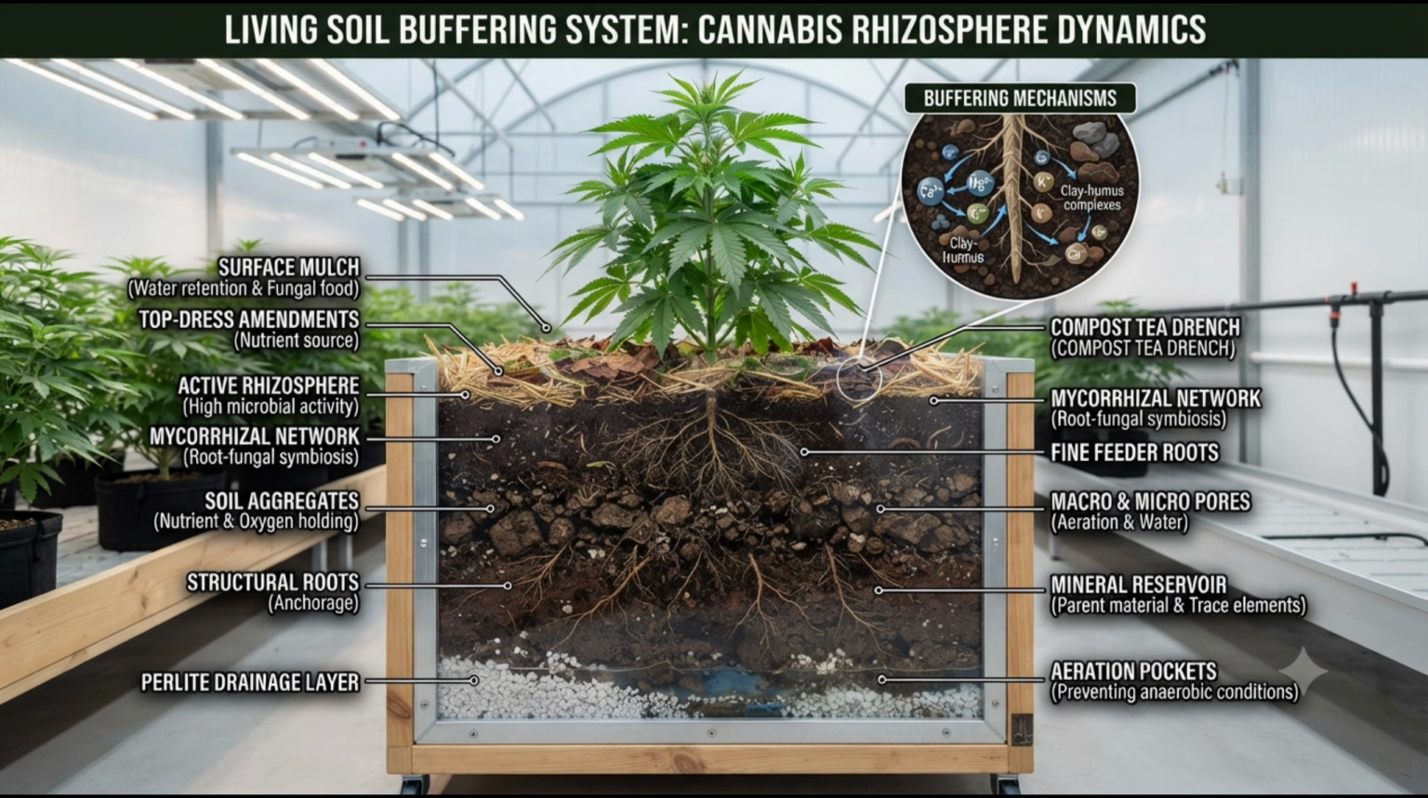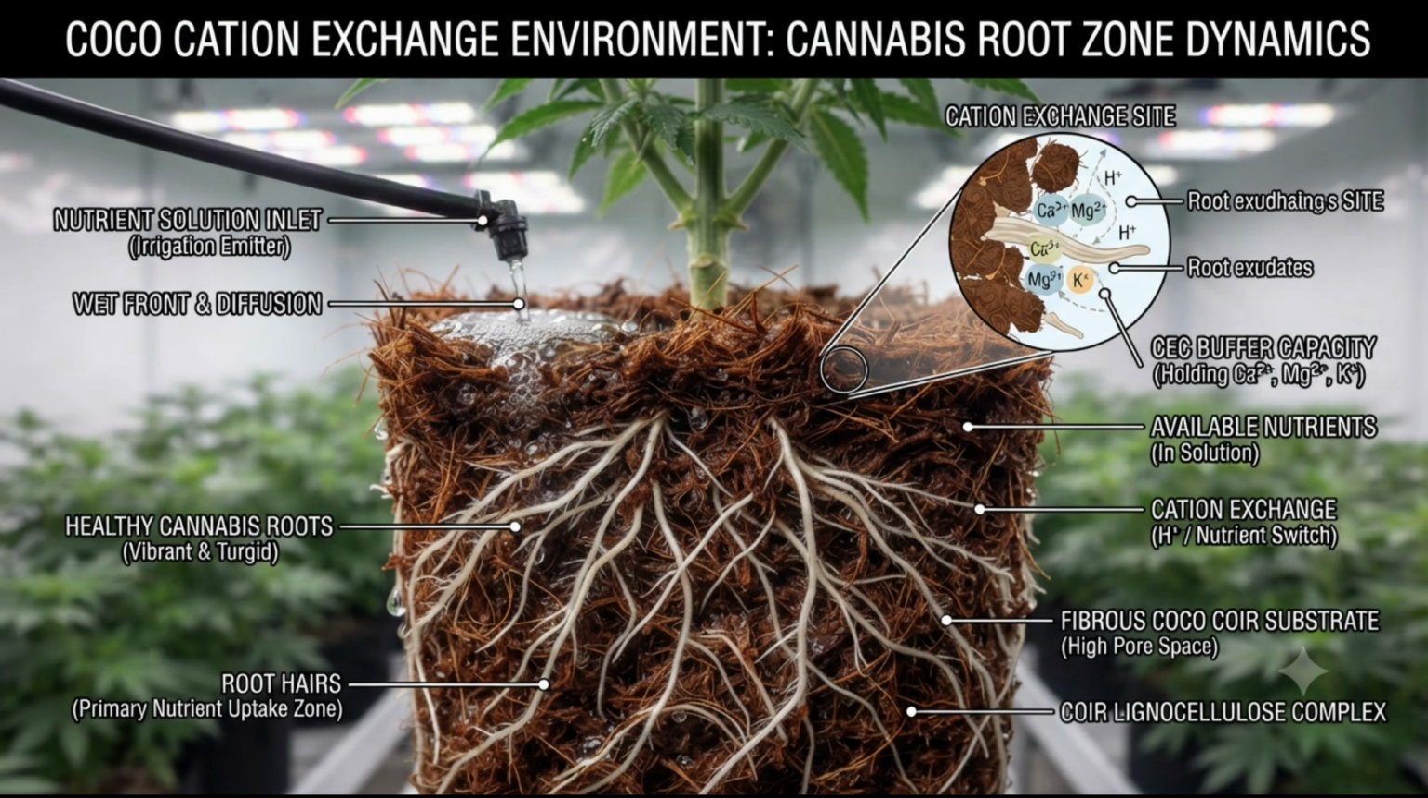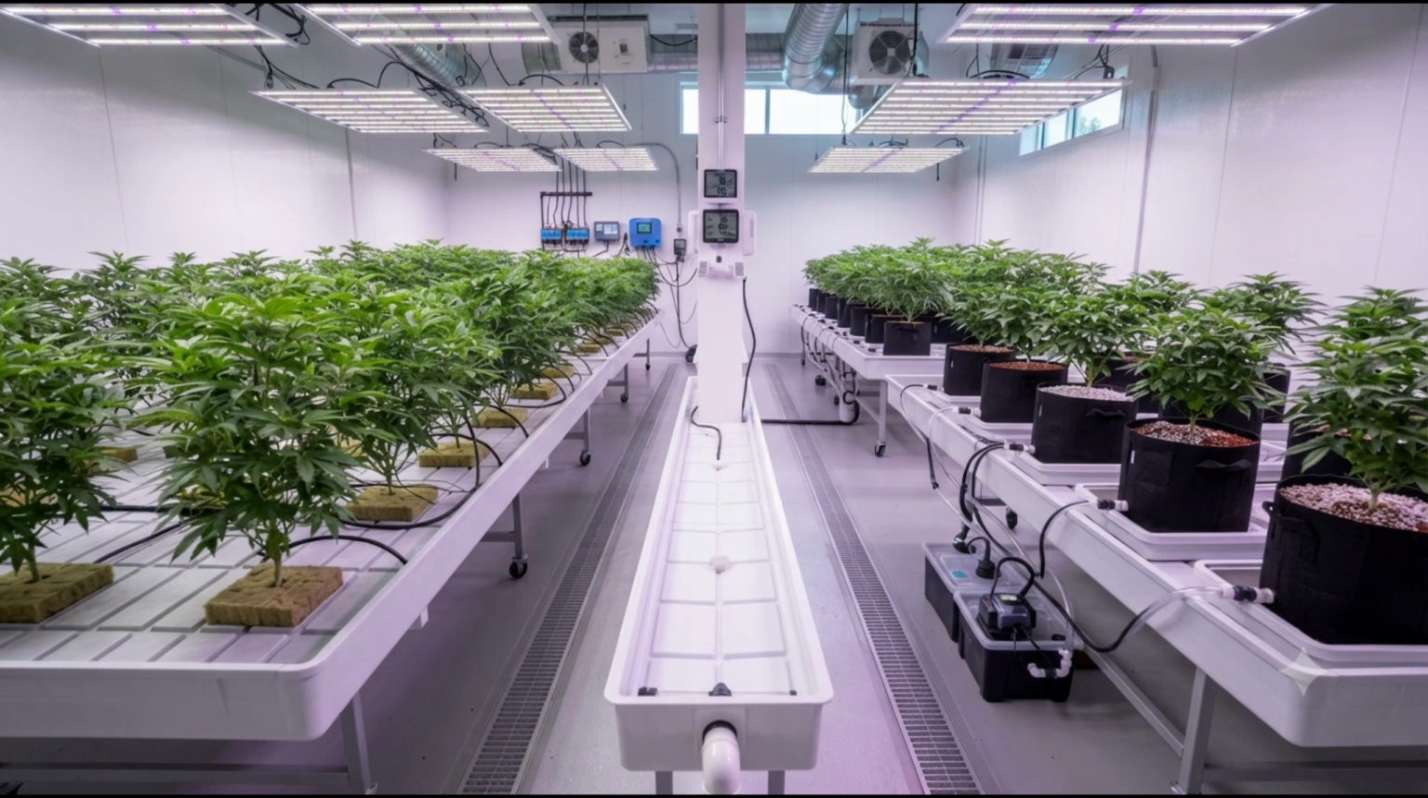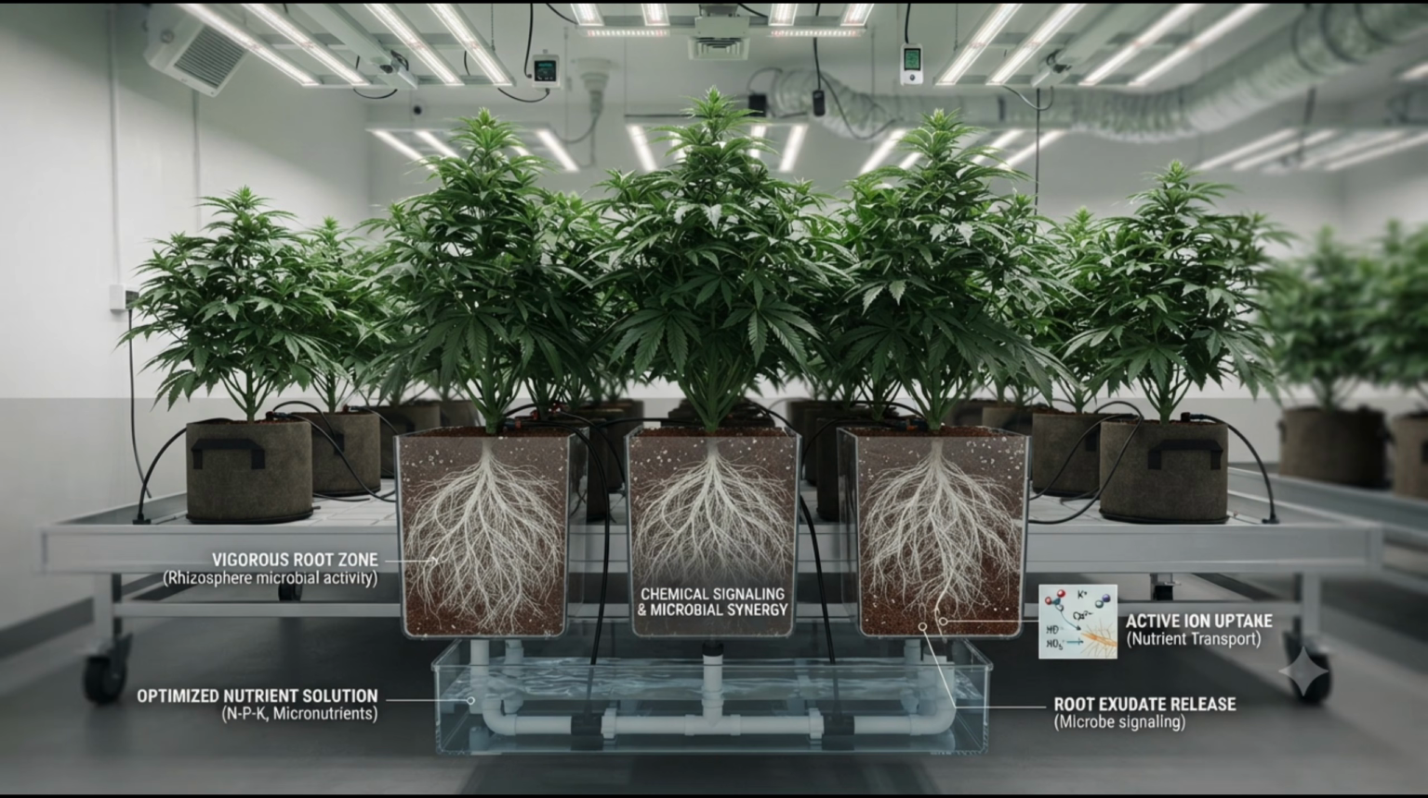Coco systems provide partial buffering through cation exchange capacity while still requiring active control. Rockwool and perlite behave closer to hydroponics with high responsiveness and minimal chemical buffering. At the root zone, none of this is experienced as numbers. It is experienced as flow, pressure, and gradient movement.